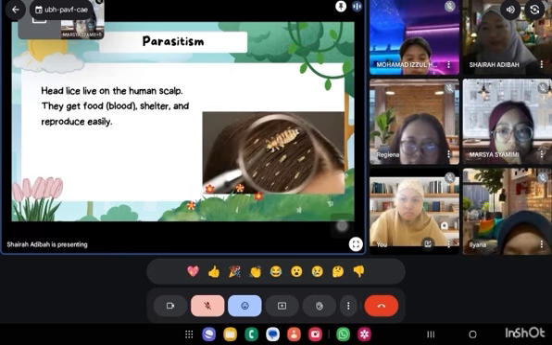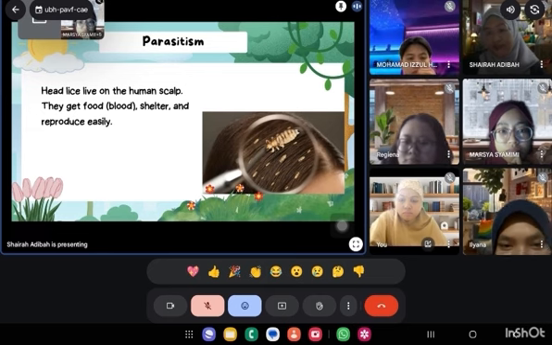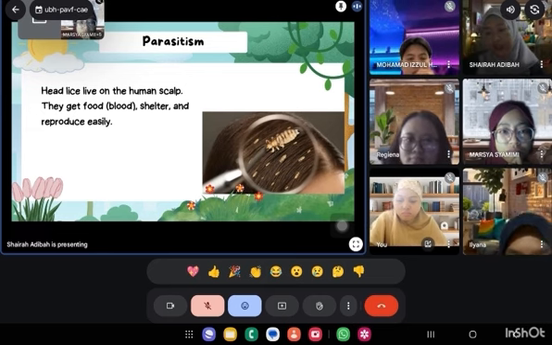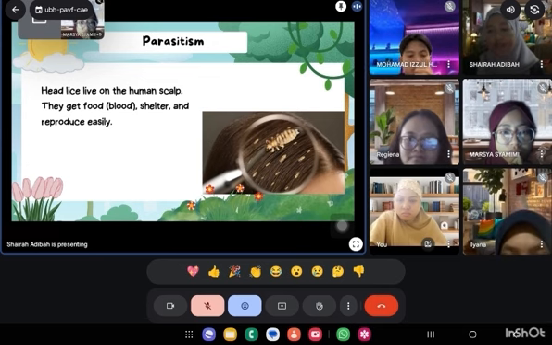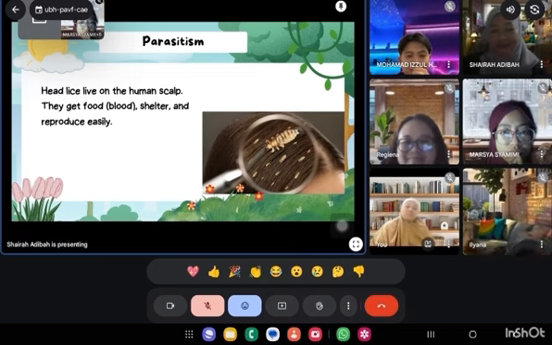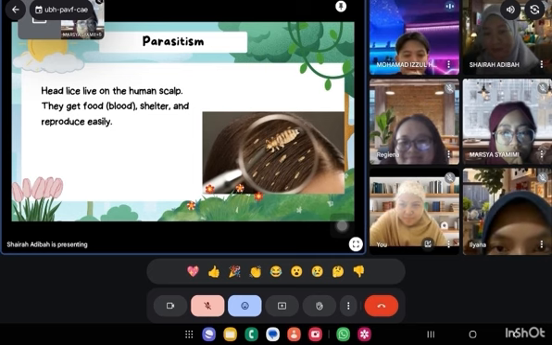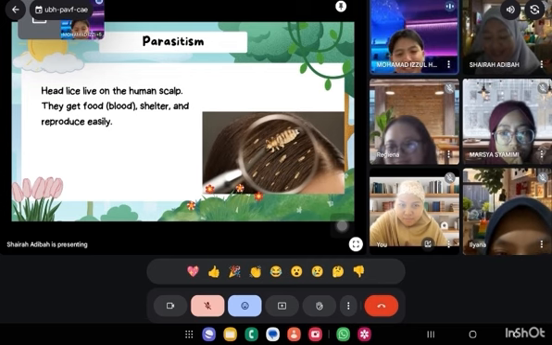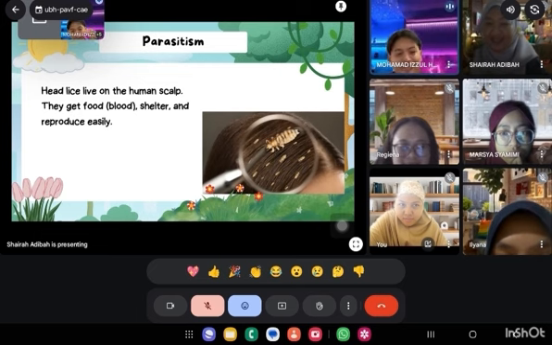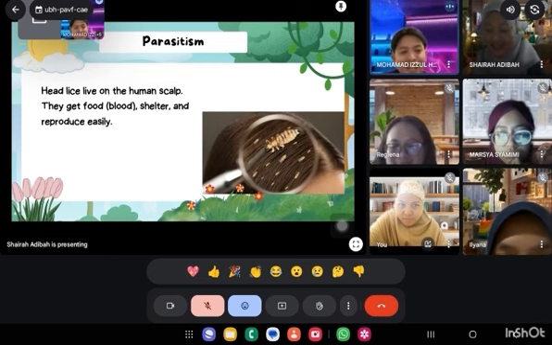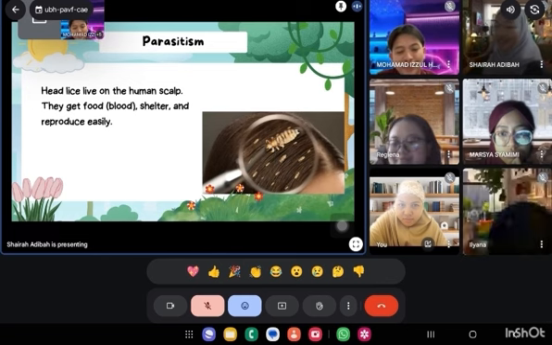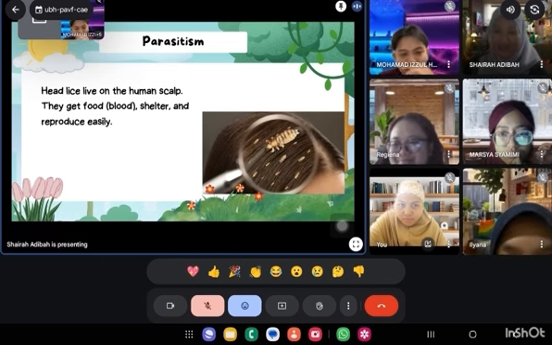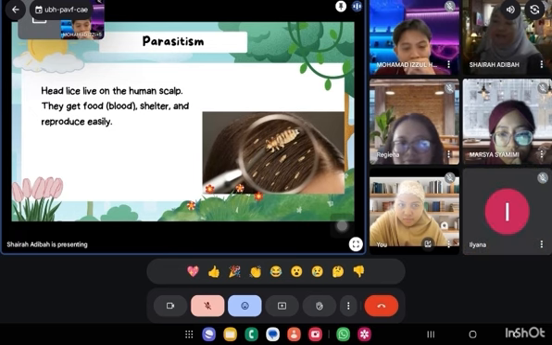Okay, this is another example for the parasitism concept. Head lice live on the human scalp. They get food such as blood, and also they get shelter to reproduce easily. So I want to ask Izul Hizam, do you have any experience regarding head lice? No, because I'm taking good care of my hair and my head, so I've never had experience with head lice. Okay, good. So that is a good way to prevent head lice from growing rapidly in your hair, okay?